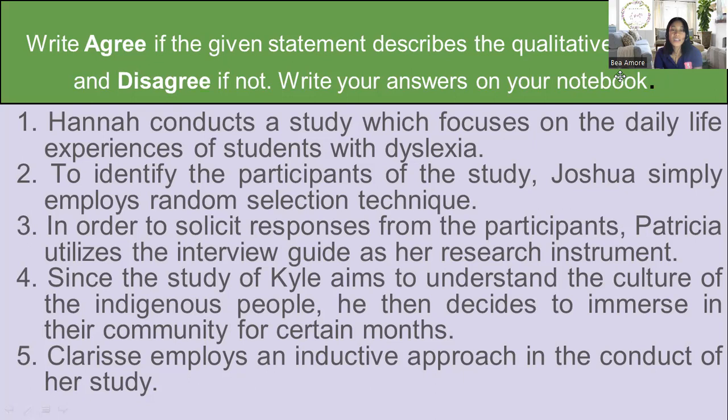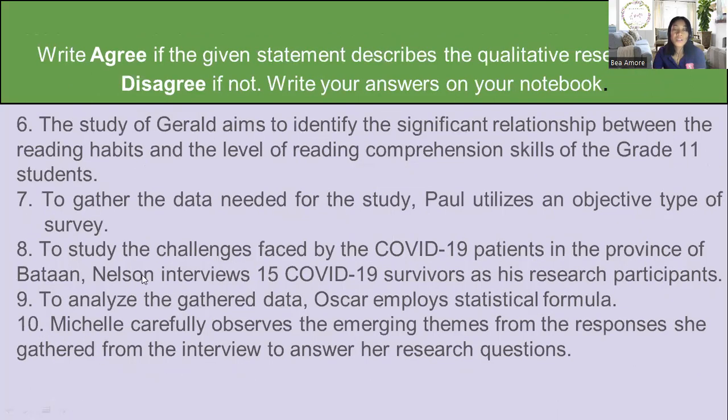4, since the study of Kyle aims to understand the culture of the indigenous people, he then decides to immerse in their community for certain months. Number 5, Clarice employs an inductive approach in the conduct of her study. Again, number 6, the study of Gerald aims to identify the significant relationship between the reading habits and the level of reading comprehension skills of the grade 11 students. 7, to gather the data needed for the study, Paul utilizes an objective type of survey.